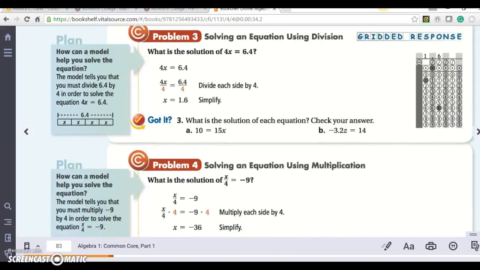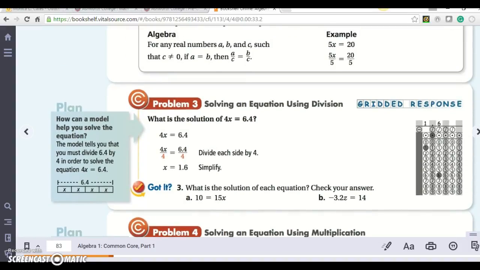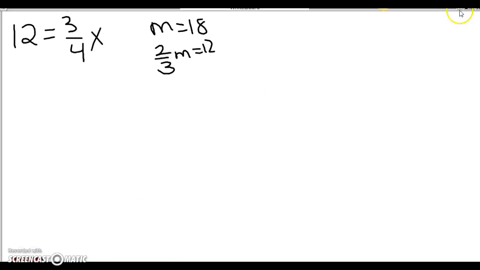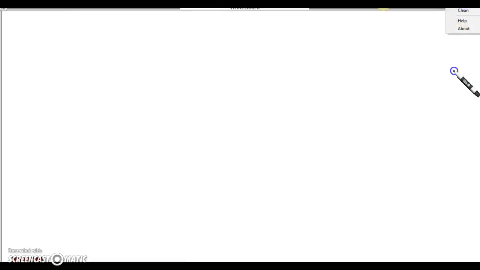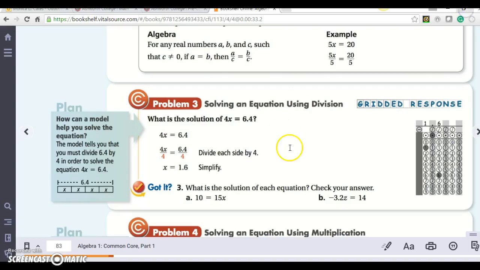Okay, let's take a look at problem 4. What is the solution of 4x equals 6.4? And I believe I have the wrong problem written on the board. Sorry about that. So if I divide both sides by 4 so that I can isolate my variable, my 4's cancel out because 4 divided by 4 is 1, and I don't need the 1 there. So they cancel out, and I get 6.4 divided by 4, which is 1.6.